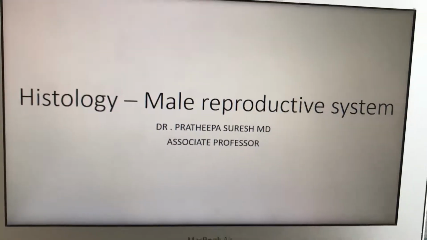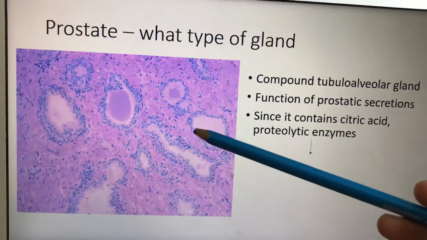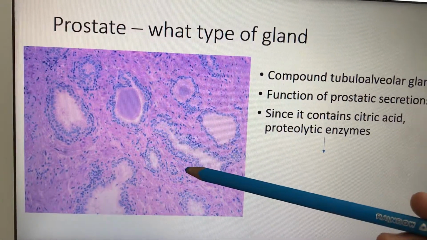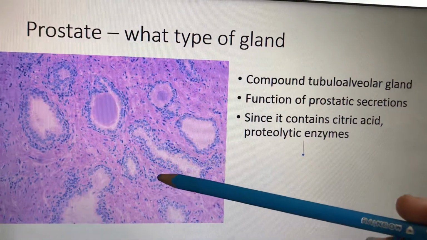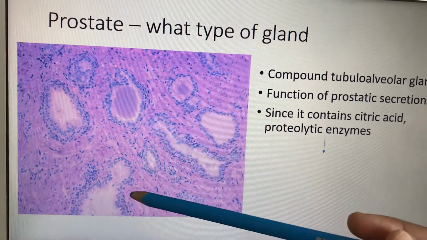Today we are going to see the histology of the male reproductive system. First we are going to see the prostate. Prostate is a very important organ. So much is there in the histology of the prostate, but we are going to concentrate only on the clinical aspects of the prostate and clinical histology of the prostate.